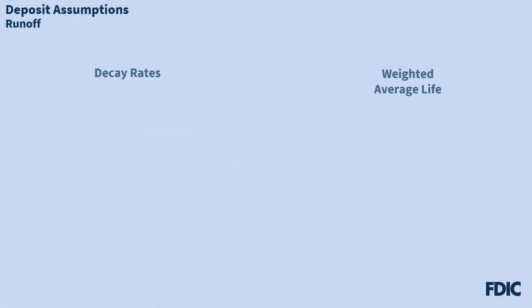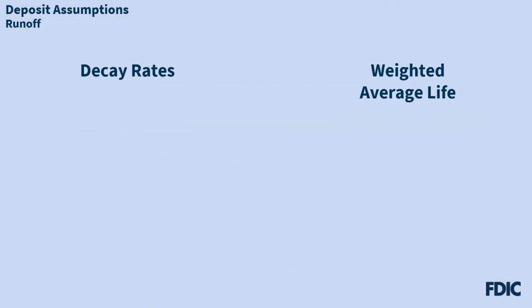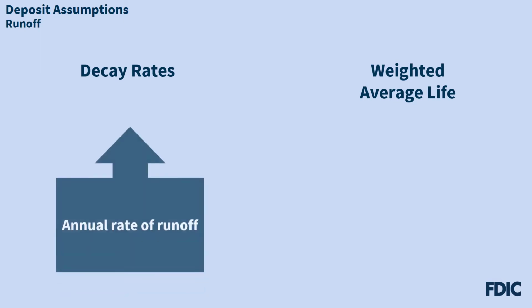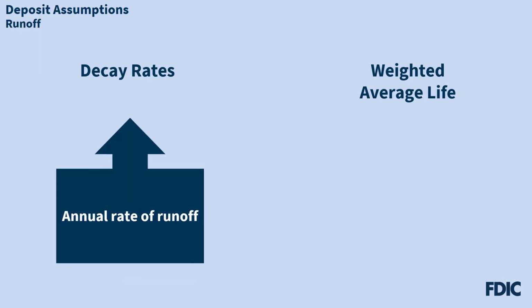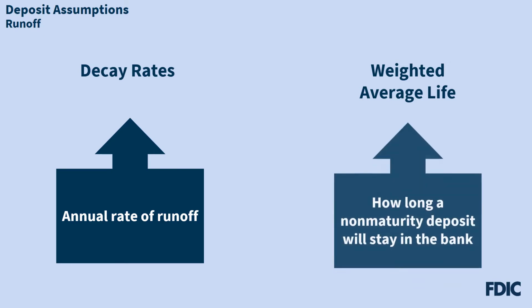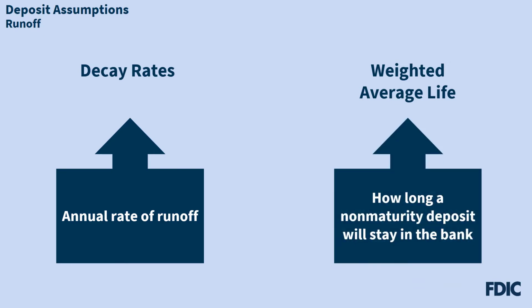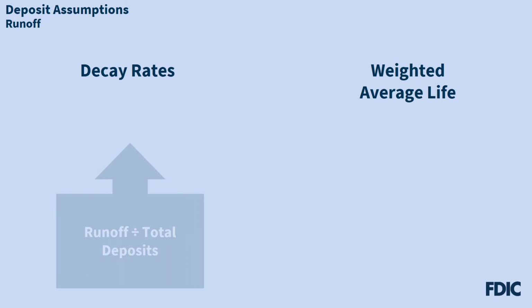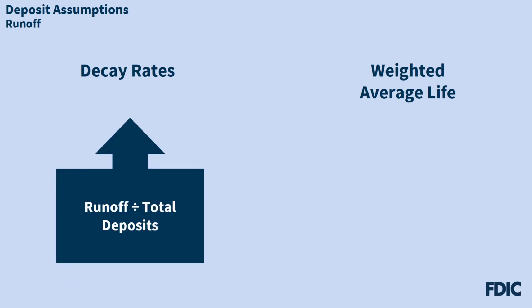Deposit runoff is typically captured within the model through decay rates and weighted average life. Decay rates are the annual rate of deposit runoff, while weighted average life is how long a non-maturity deposit is expected to remain in the bank. Decay rates are calculated by dividing the runoff amount for a given measurement period by the total deposits for that product at the beginning of the measurement period.